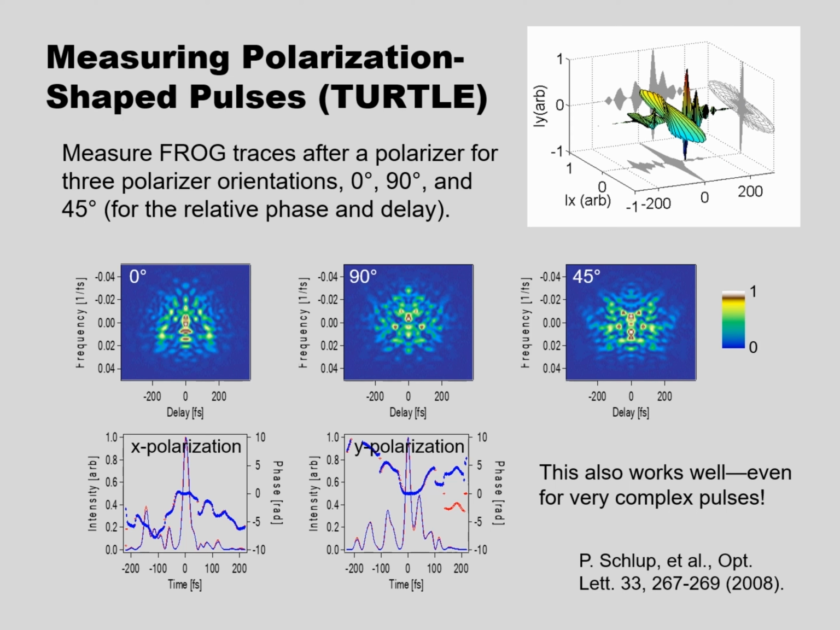There'll be 2 ambiguities: the relative phase of the 2 polarization components and the relative delay between them. So we need to also find these 2 quantities. Fortunately, this turns out to be easy. In addition to making measurements with 0 and 90 degree polarizer orientations, just make another measurement using a 45 degree polarizer orientation in the beam. This additional measurement then yields these 2 parameters and the measurement is complete. This scheme works very well. It was invented by Randy Bartels and he calls it TURTLE. By the way, here's a question for you to ponder. Can you have an unpolarized ultrashort pulse?